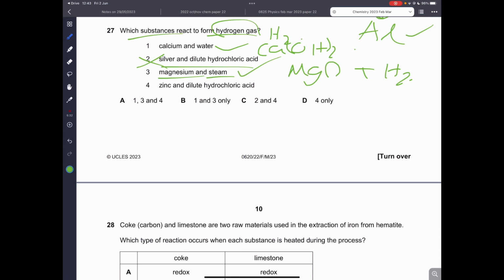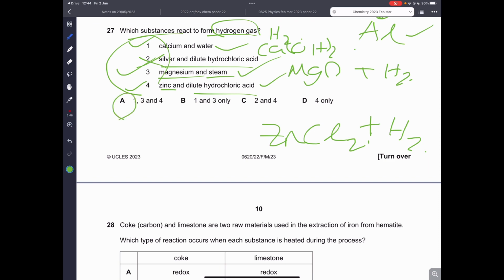Number 4, zinc and dilute hydrochloric acid reacting will also give you a salt, which is ZnCl2, plus hydrogen gas. So 1, 3, and 4 are going to produce hydrogen gas. So A is the correct answer.